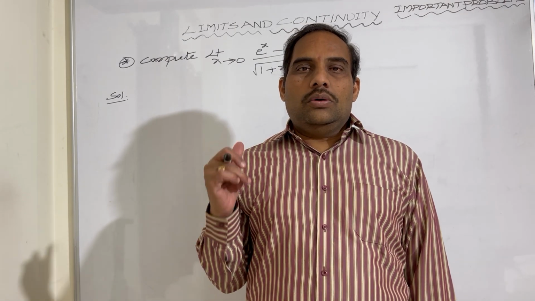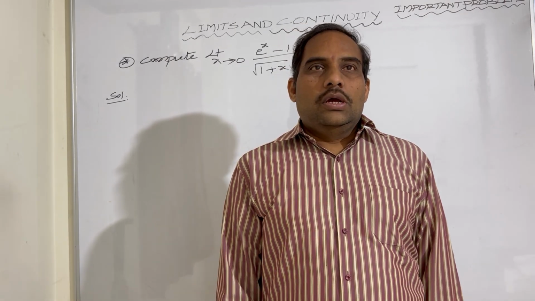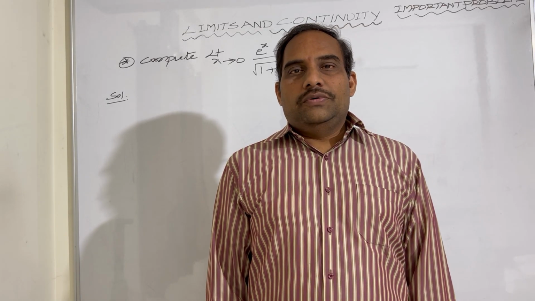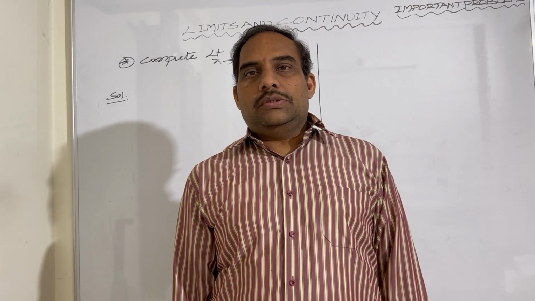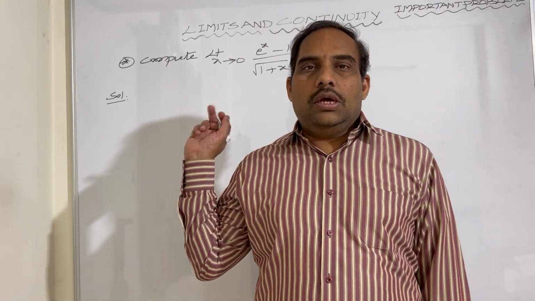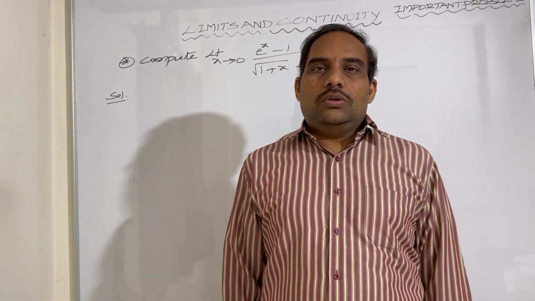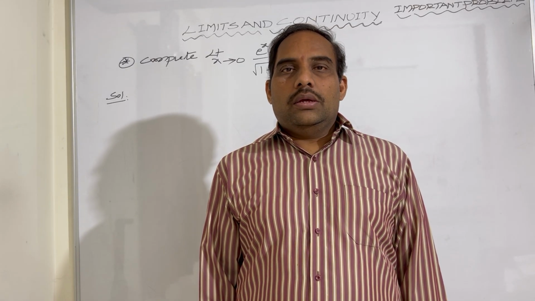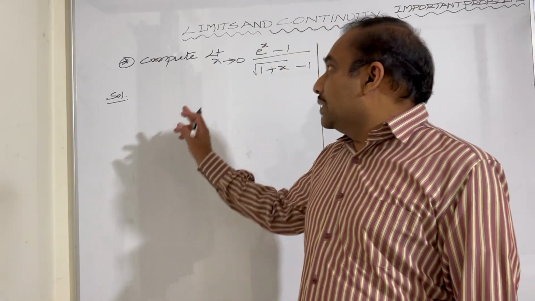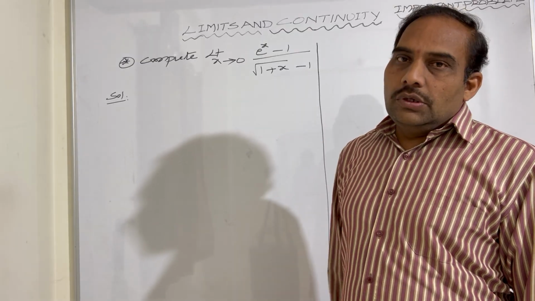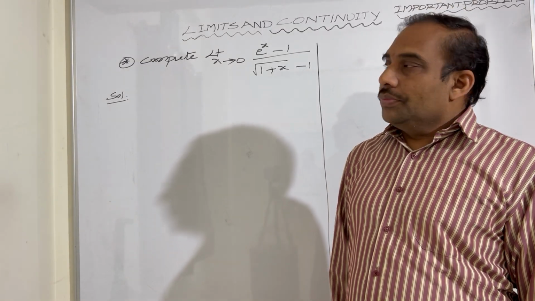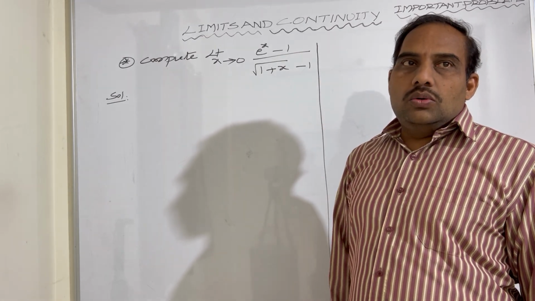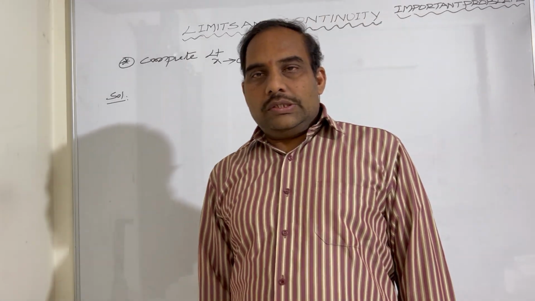In this video, we are going to discuss limits and continuity, important problems for intermediate final examinations. The question is given here: limit as x tends to 0 of (e^x − 1) divided by (√(1 + x) − 1). So, how to compute the limit as x tends to 0 of (e^x − 1) by (√(1 + x) − 1)?